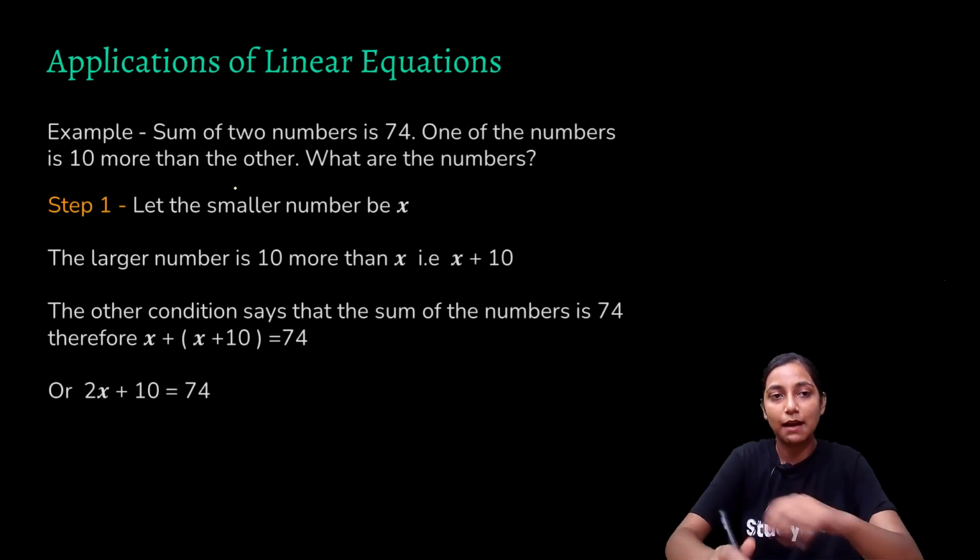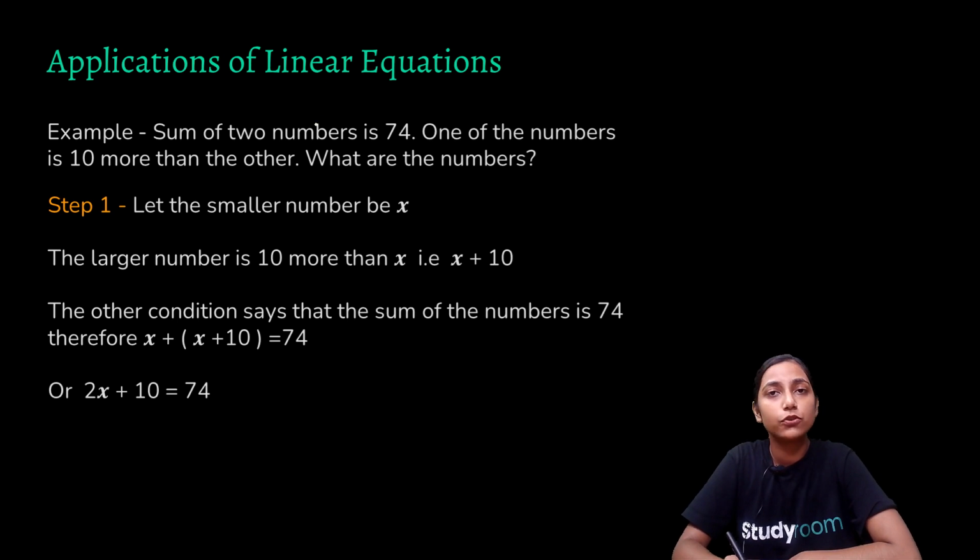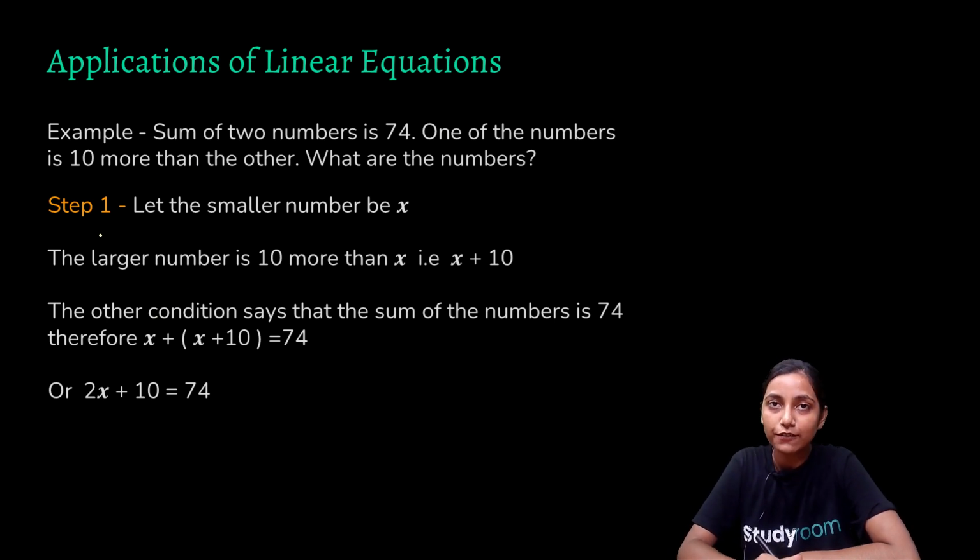Just take for an example, we are given that the sum of two numbers is 74. One of the numbers is 10 more than the other. What are the numbers? So the sum of two numbers is given to be 74. We need to find such two numbers in the case where one of the numbers is 10 more than the other. How do we solve it?